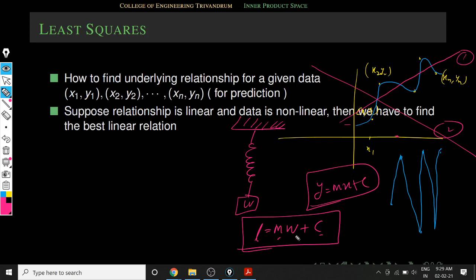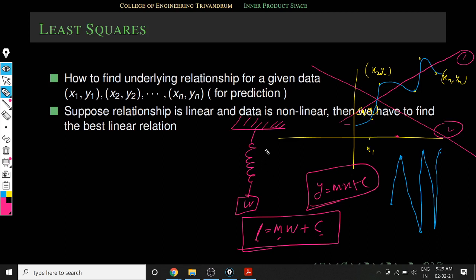How to find this L and W? By taking a small experiment. What is a small experiment to find this L and W? Sorry, not L and W, we have to find M and C. How to find this M and C? L is the elongation corresponding to the weight W.